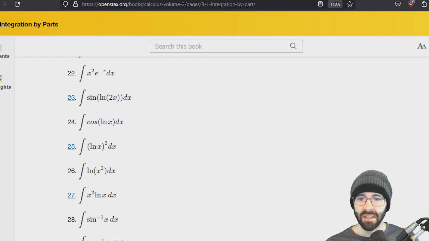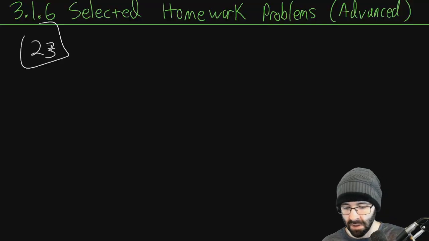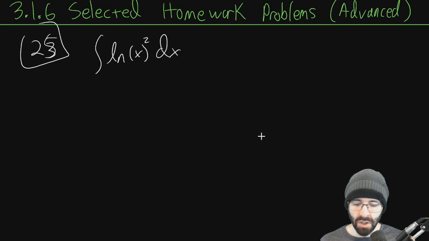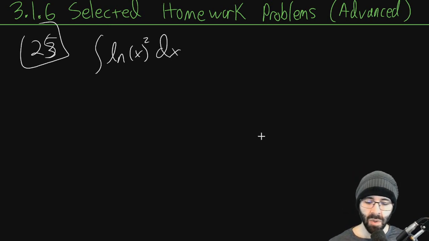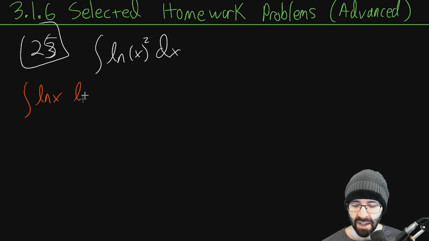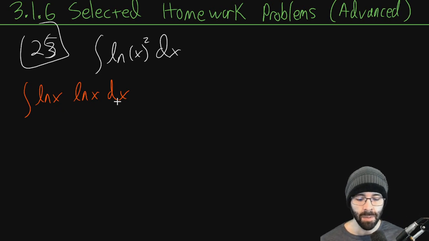Natural log squared of x, okay? You can write it with the squared like this or the squared somewhere else. It's up to you. They mean the same thing. You have two options here. If you wanted to, you could maybe rewrite this as natural log of x times natural log of x dx and think about an integration by parts here.